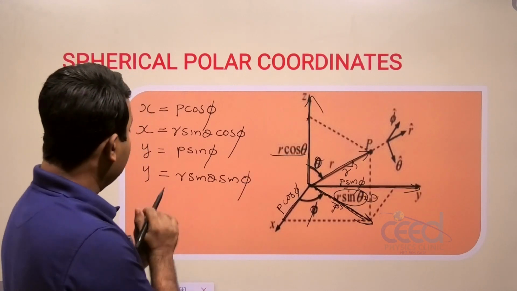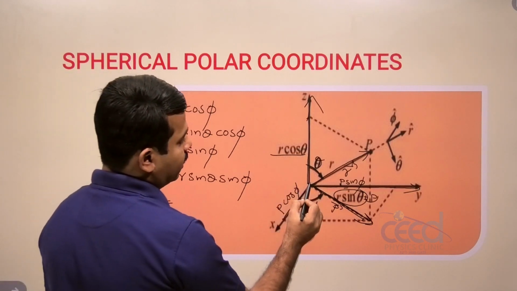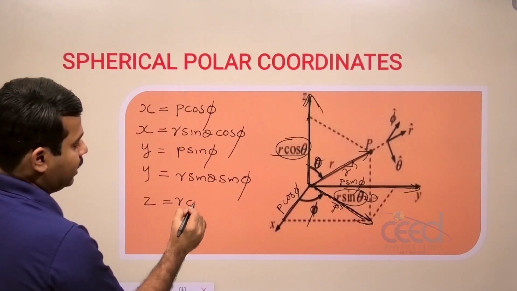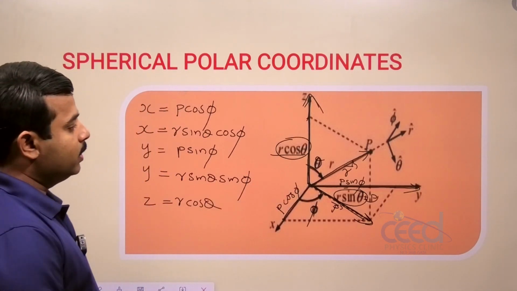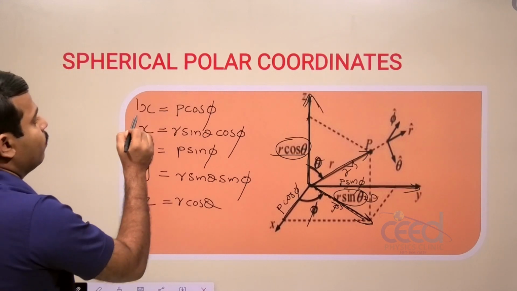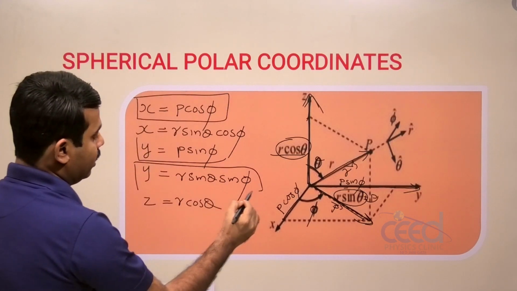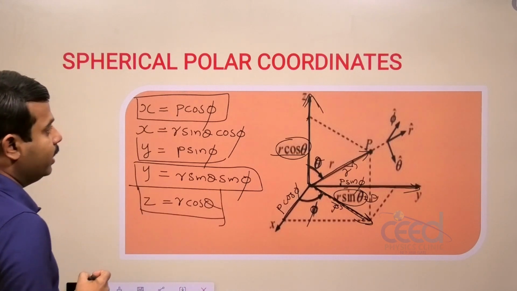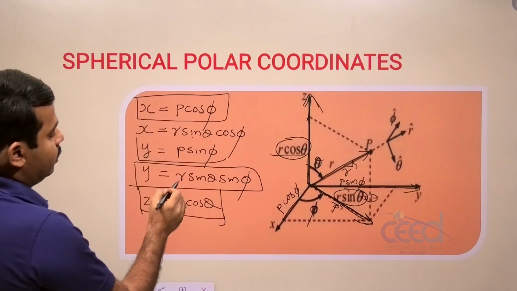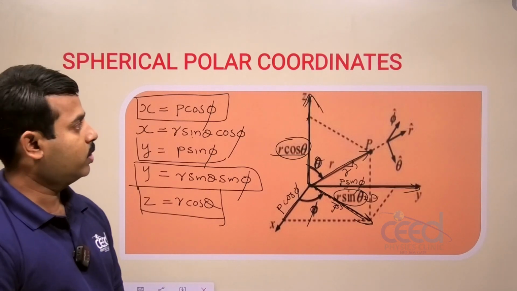Alright. Now what is z? Z you can directly write. Z component we got as r cos theta. Right? Alright. So from the discussion, how do we represent x, y, z? This is our x, this is our y, and this is our z. Then x is equal to r sin theta cos phi, and y is equal to r sin theta sin phi, z is equal to r cos theta, right?